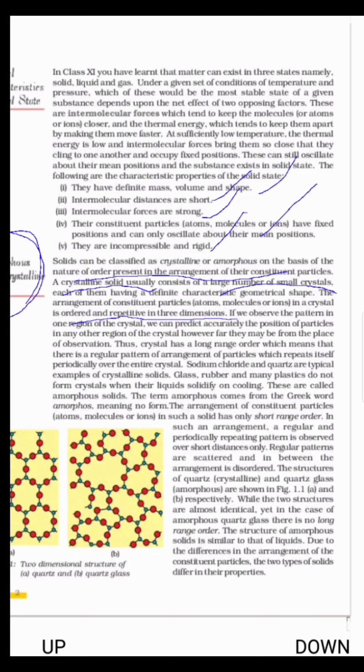And we can observe the pattern in crystals, and the crystals have long range order. So we can say the crystalline structures have long range order, and that will be periodic and present over the entire crystal.